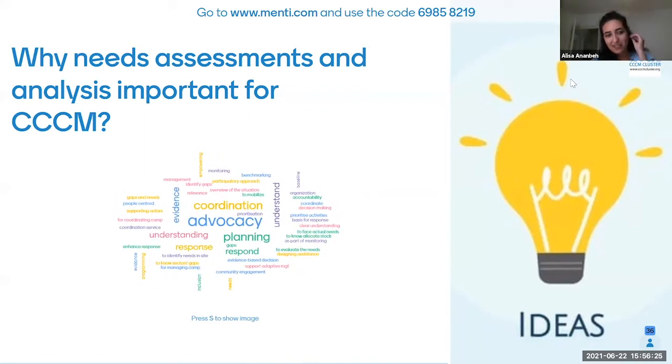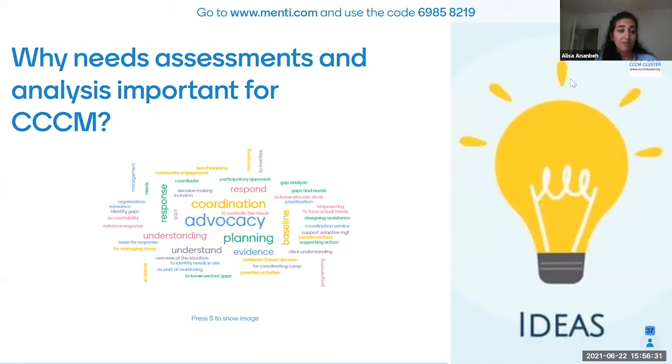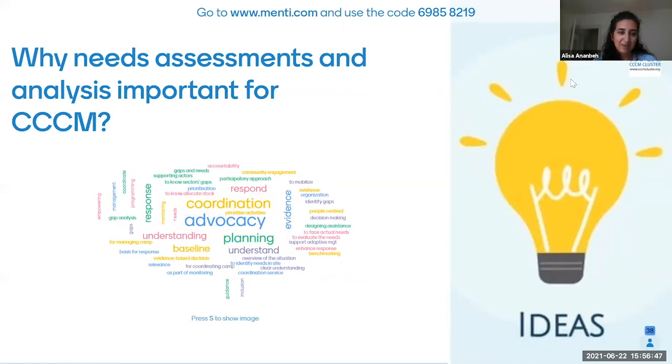But from what I'm seeing at the moment, and as all of you are seeing, the main one popping up all the time is coordination. Advocacy, understanding came up in different words, in gaps and needs analysis, response, evidence, baseline. And all of those are, yes, true. They're very important. It's interesting that you're all using a bit different language. We all have a common understanding, but we call it in different ways depending on our context and operations. So that's something that is interesting to see. And yeah, coordination, advocacy, planning, and understanding. Brian, are you taking a note?